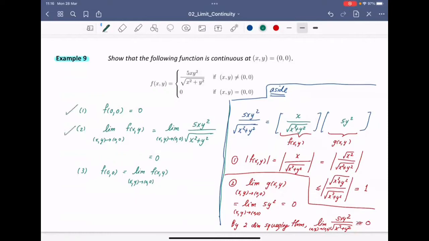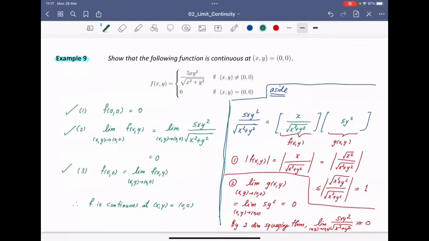1 check, 2 check, 3 check. So 3 conditions are met. So you conclude that f is continuous at the point (x,y) equal to (0,0).